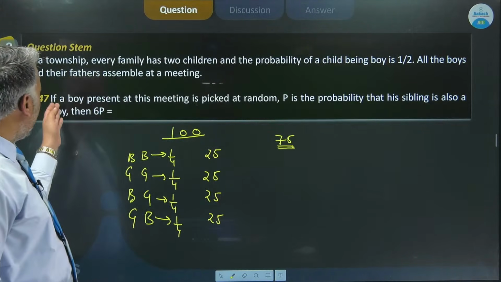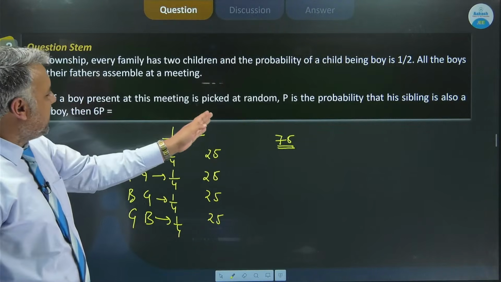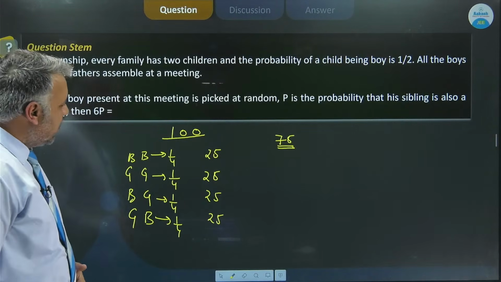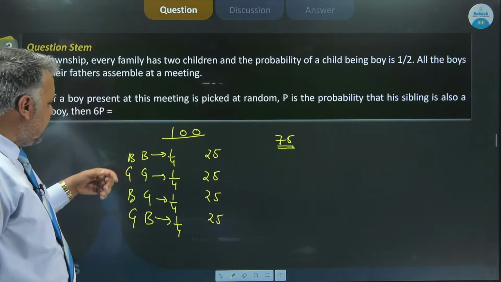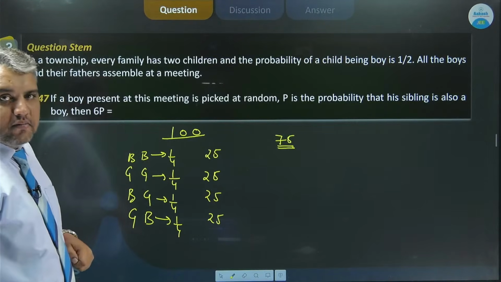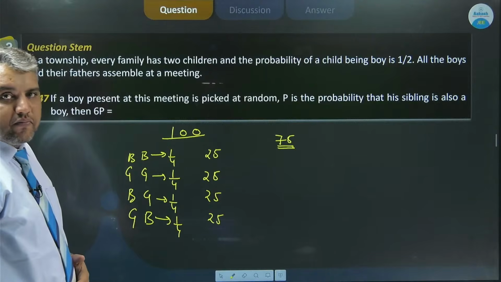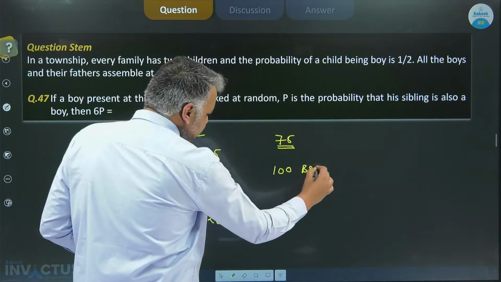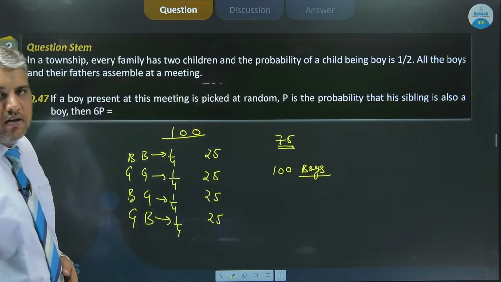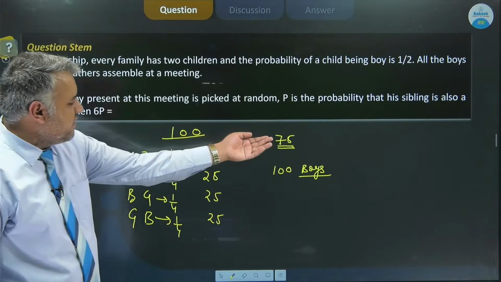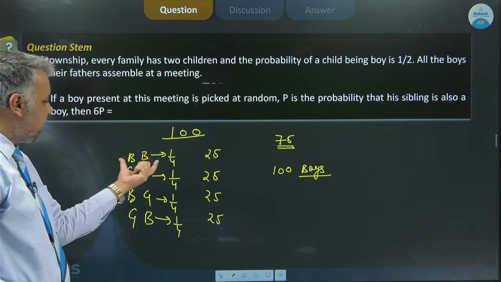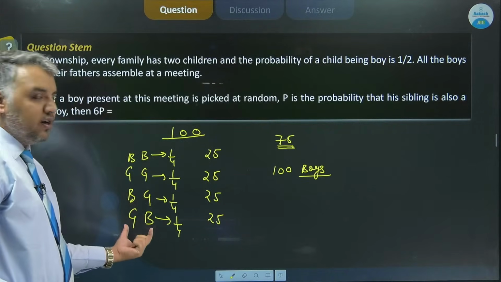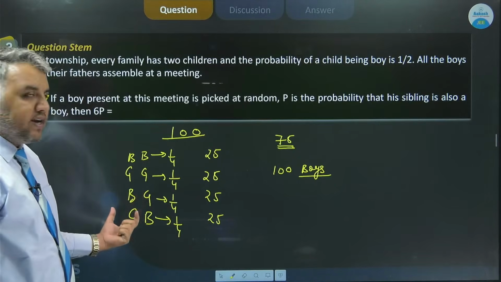So if a boy present at this meeting is picked up at random, and P is the probability that his sibling is also a boy. So what is the probability that when a boy is picked at random, his sibling is also a boy? There will be a total of 100 boys in the meeting, because we have invited 75 families: 25 such families with 50 boys, and 25 and 25, another 50 boys from here. So we have invited 100 boys.